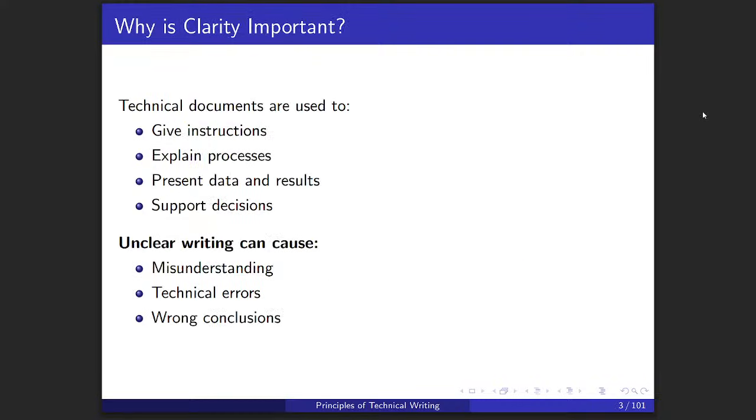So why is clarity important? I have given some points on the slide. Please look into the slide. Some technical documents are used to give instructions, explain processes, present data and results, and support decisions. Okay, this is why we need very good writing.